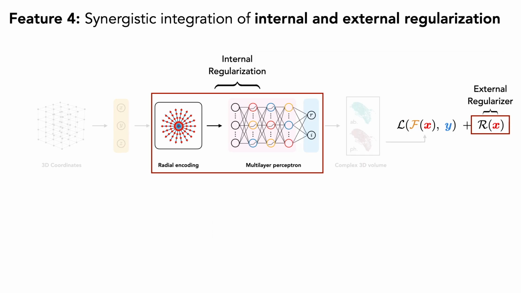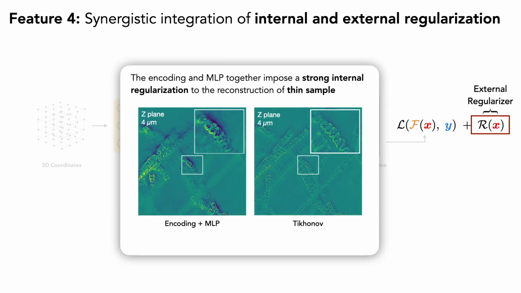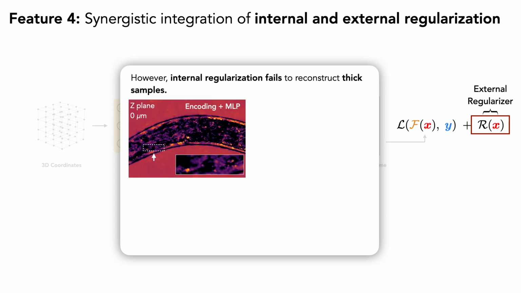The fourth feature is that DeCAF integrates external regularization to synergistically improve image quality. The encoding and MLP network work together to impose a strong internal regularization on thin sample reconstructions. In this algae example, our result using just internal regularization shows a much clearer reconstruction than the traditional Tikhonov reconstruction. However, internal regularization failed to reconstruct thick samples.